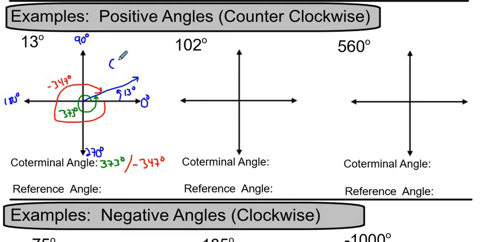In quadrant 1, the reference angle is to 0, so the reference angle in quadrant 1 is itself. If it's in quadrant 2 or 3, you reference to 180. If it's in quadrant 4, you're going to reference to 360.